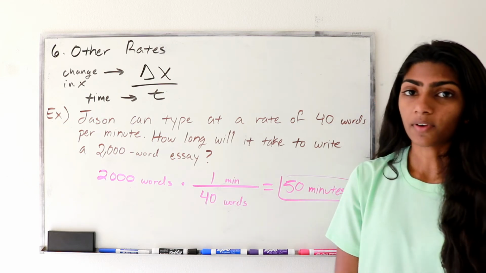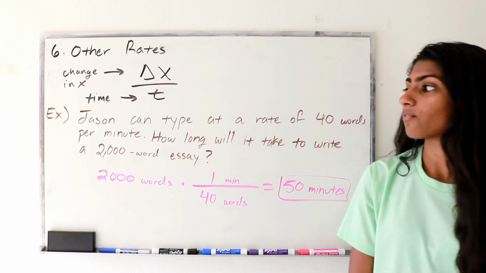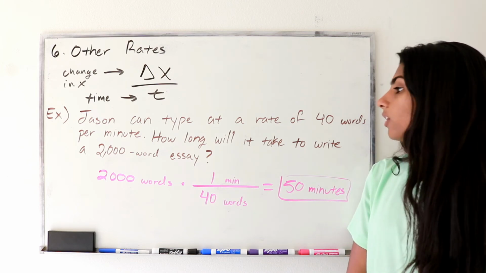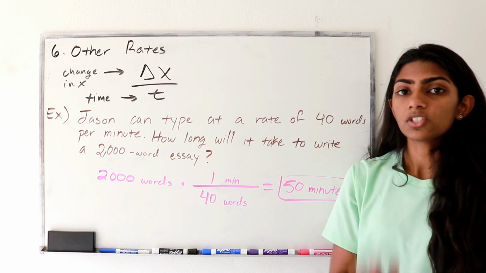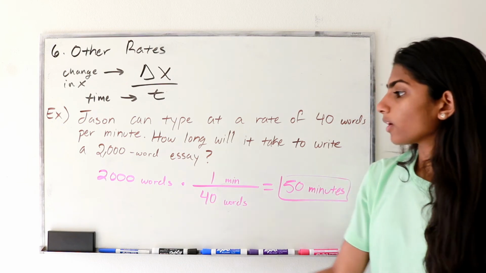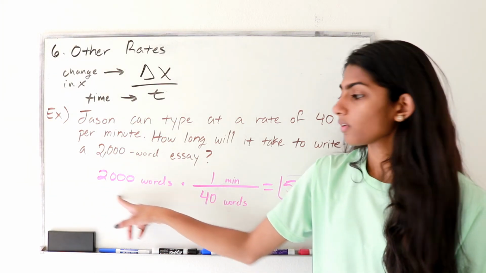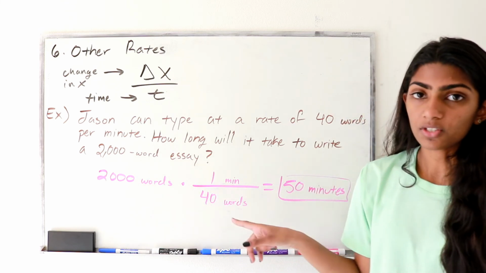So let's look at this example right here. Jason can type at a rate of 40 words per minute. How long will it take to write a 2,000-word essay? So the first thing you're going to do is, just like conversions, you want to first put whatever you know and then multiply that by conversion factors.